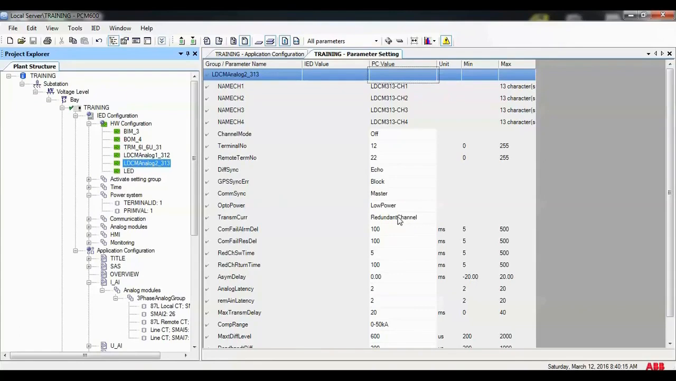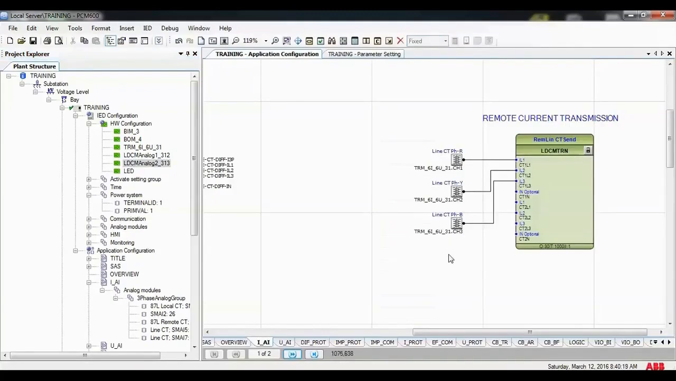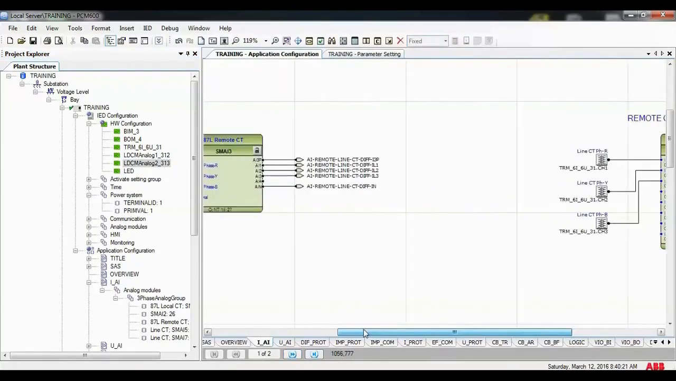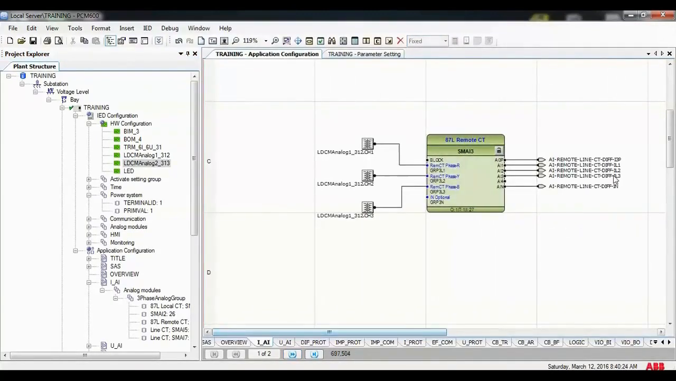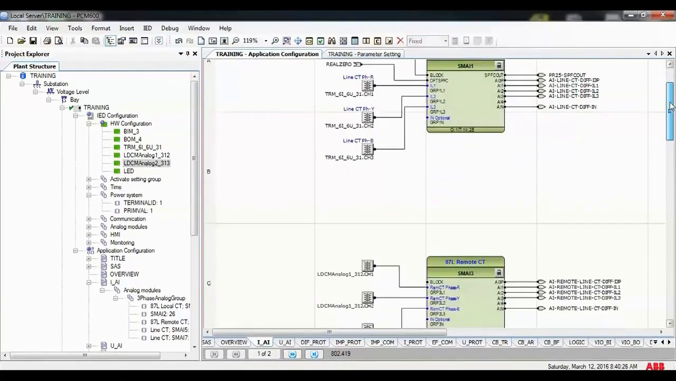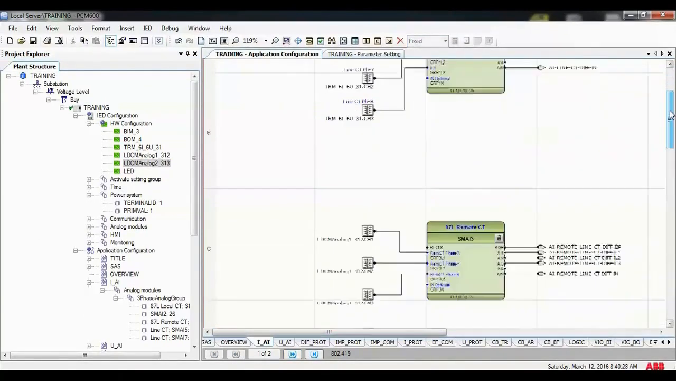This is the local card. I will show you how I will perform the local current operation to teach you.